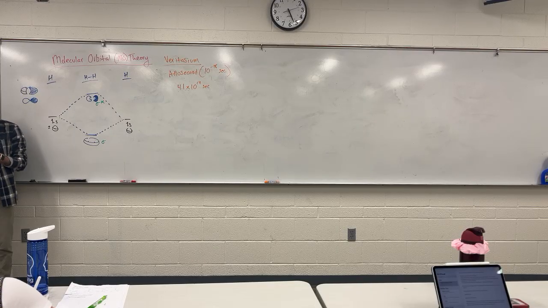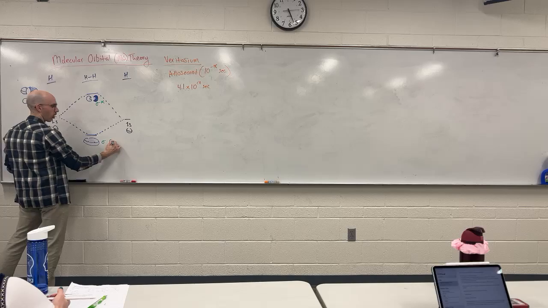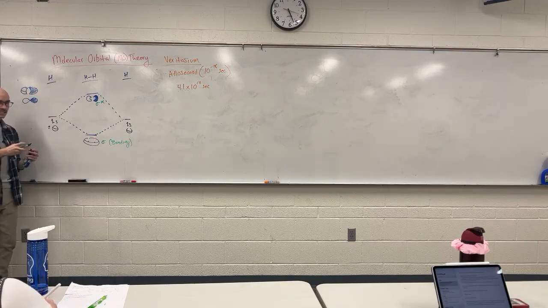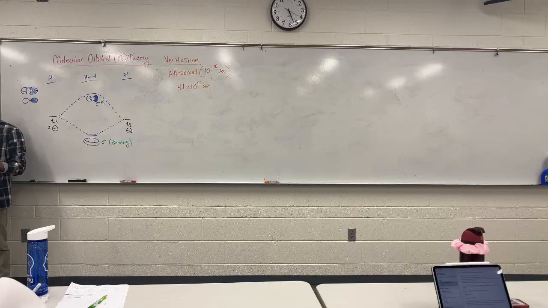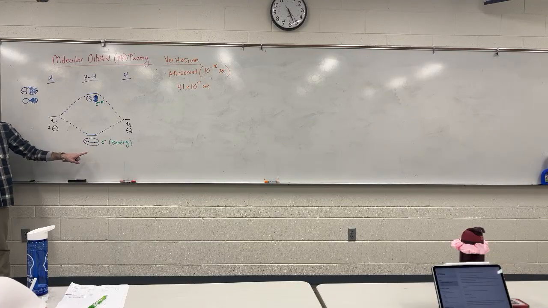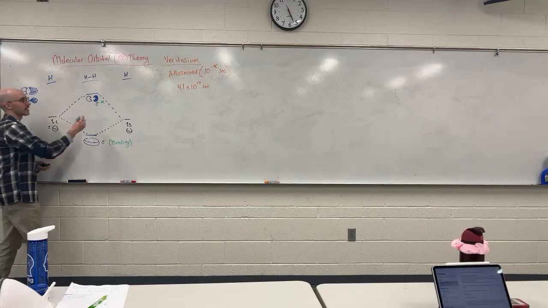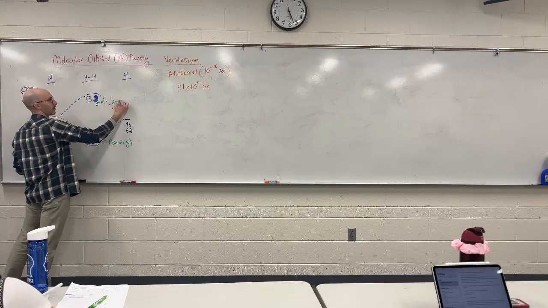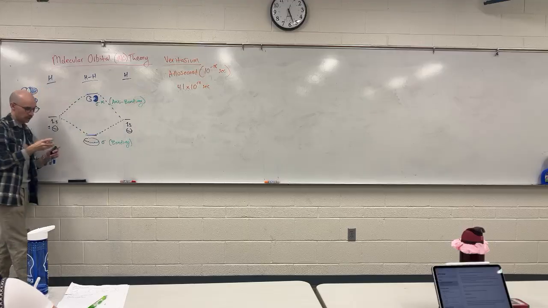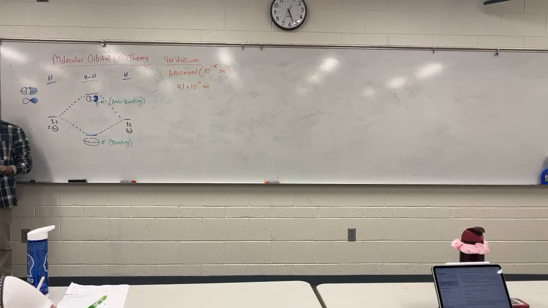a sigma orbital. Sigma we call bonding. Electrons that exist in here create a bond. This orbital, when occupied, results in a bond between the atoms. Sigma star is an anti-bonding orbital. Electrons that occupy sigma star do the opposite of form a bond, which is they break a bond.